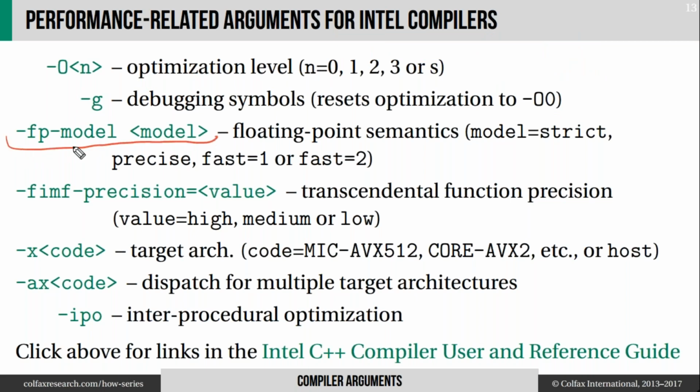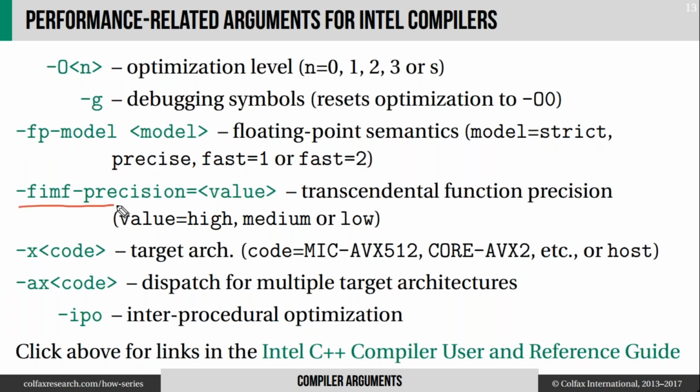I will also talk a little bit about the floating point semantics setting. Intel compilers are actually designed to implement relaxed semantics for floating point expressions by default, fast equals 1. If you want to go for the fastest floating point semantics, use fast equals 2, and there's also strict and precise if you want, say, compatibility with floating point mathematics standards, such as IEEE 754.